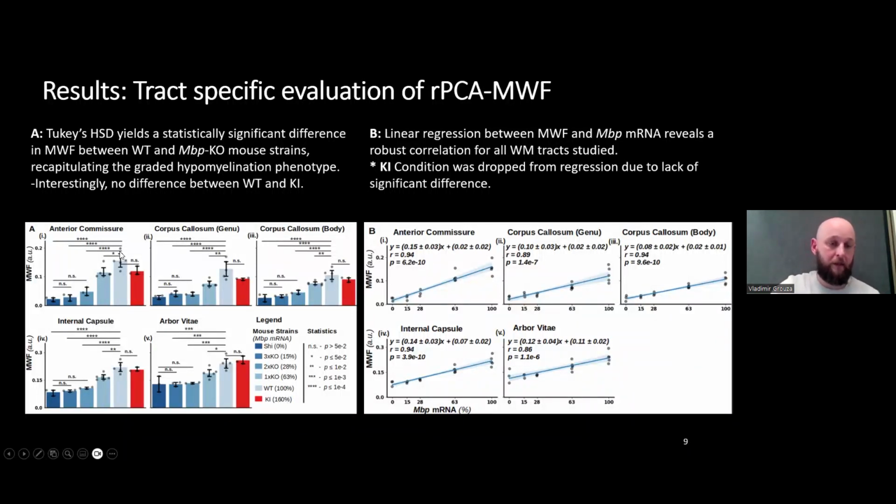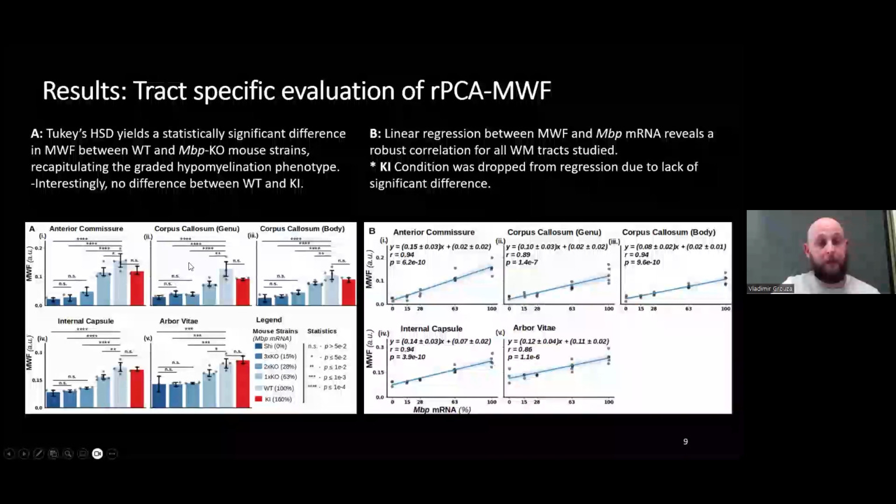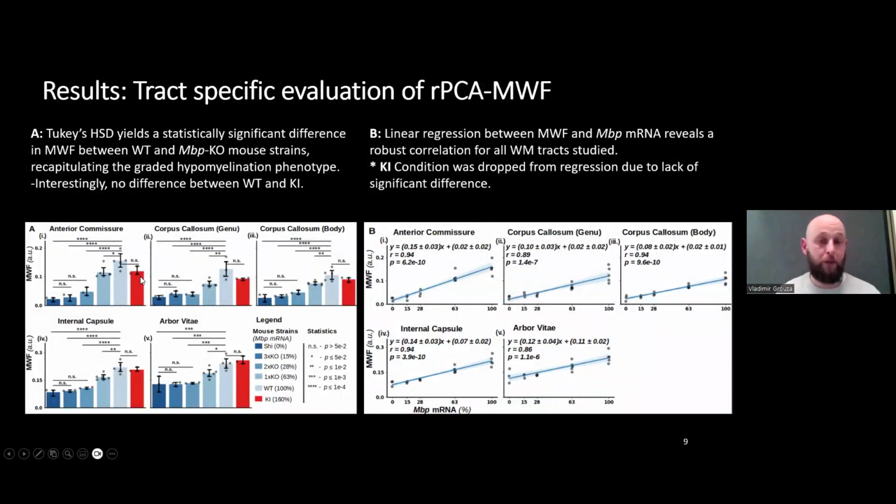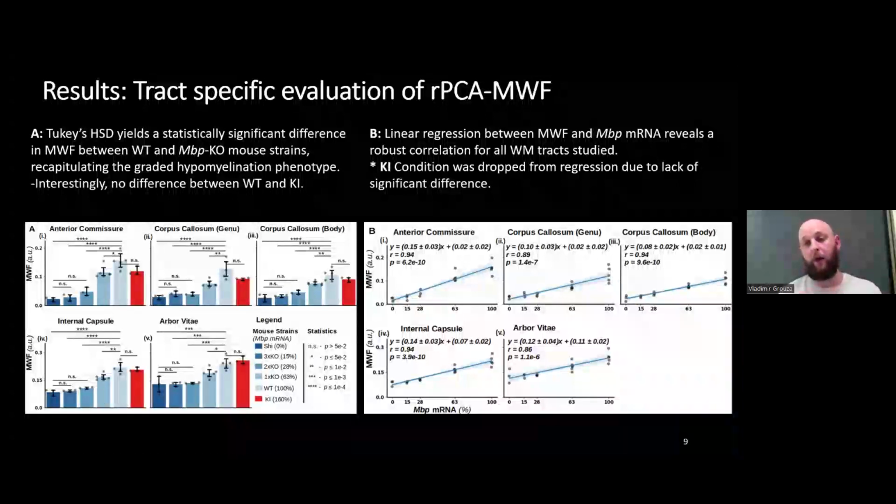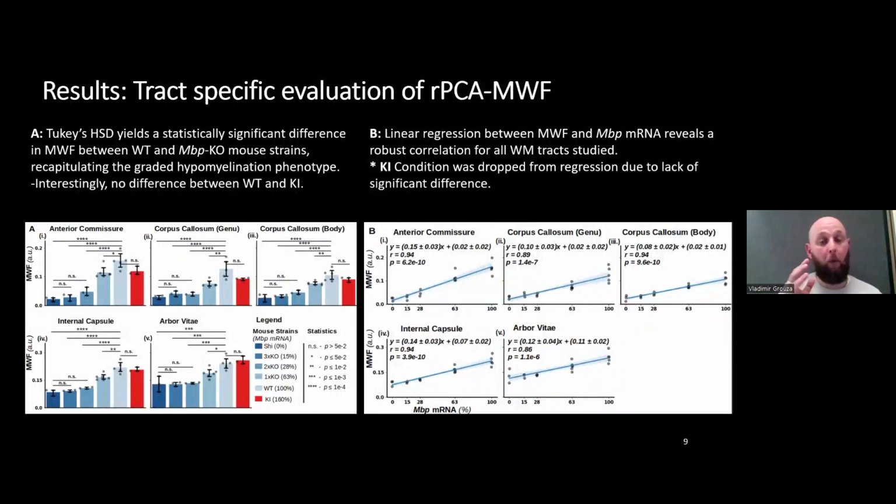We can see that there's a statistically significant difference between the wild type and these progressively more hypomyelinating animals. And interestingly, we actually don't observe a statistically significant difference between wild type and the knock-in, suggesting that there's some kind of post-transcriptional mechanism at play that doesn't allow you to over-elaborate myelin secondary to the saturation of this MBP mRNA signal.